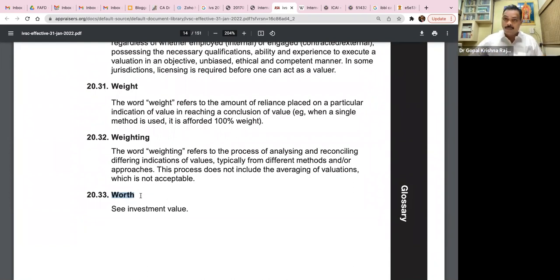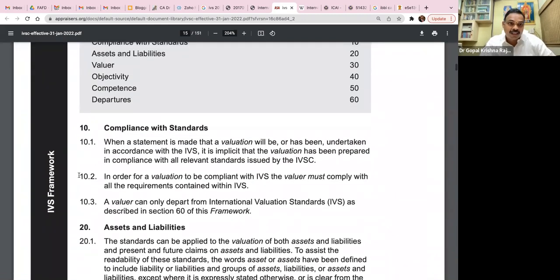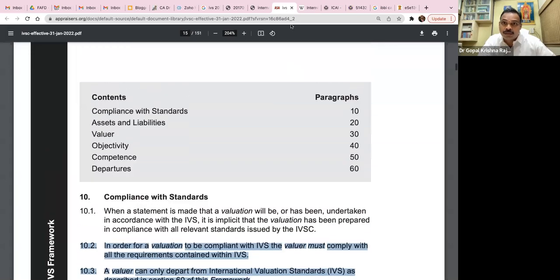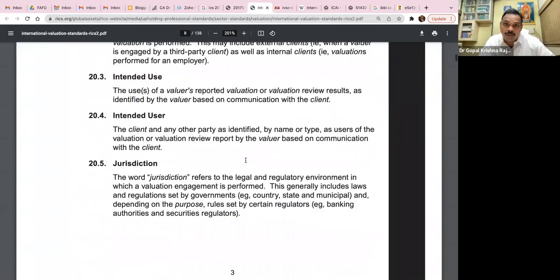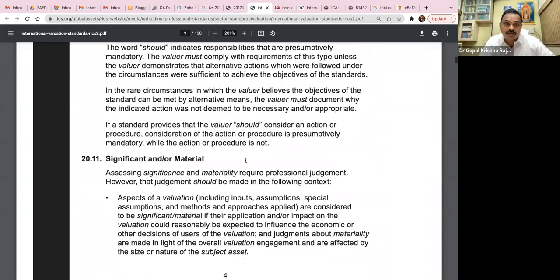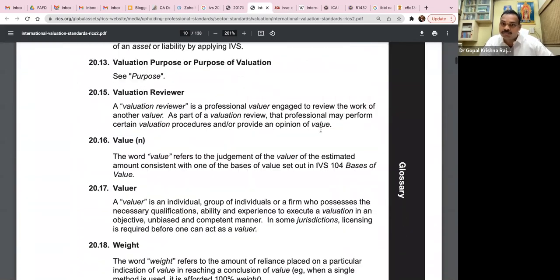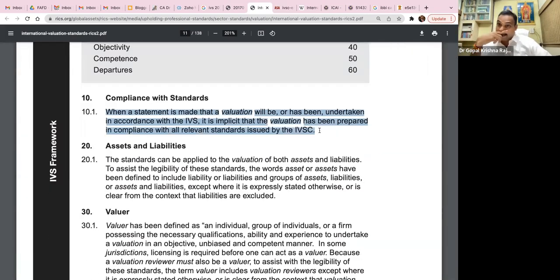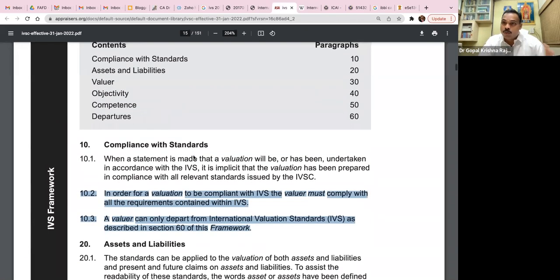Now, I'll take you to the IVS framework. In the IVS framework, is there any change? Actually, no change except two paras. They've inserted two paras. What are those two paras? 10.2 and 10.3. If you look at this, this is your 2020 framework. Only 10.1 is there. 10.2 and 10.3 are not there. So what are 10.2 and 10.3?